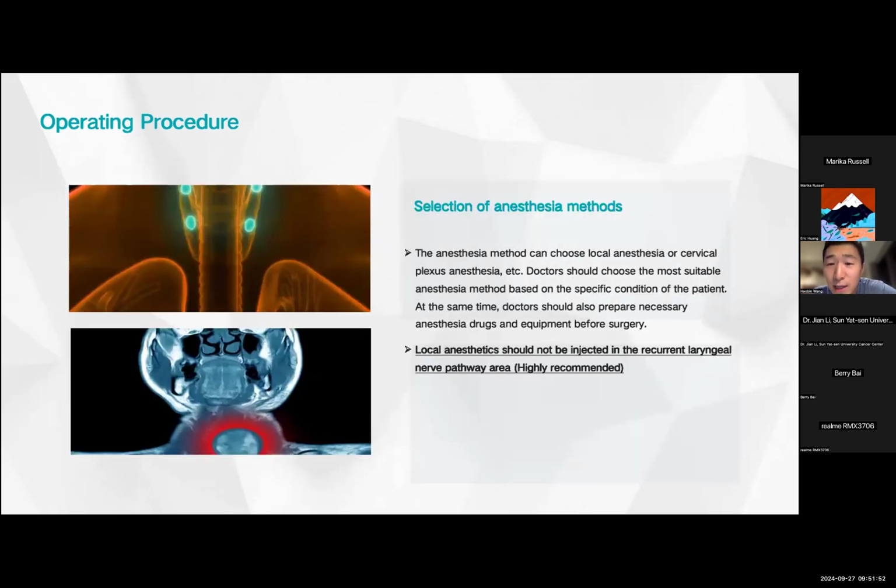And the selection of anesthesia methods. The anesthesia method can be local anesthesia or cervical plexus anesthesia and so on. And doctors should choose the most suitable method based on the specific condition of the patient. Okay, the consensus highly recommends that local anesthetics should not be injected in the recurrent laryngeal nerve pathway area. This is very important.